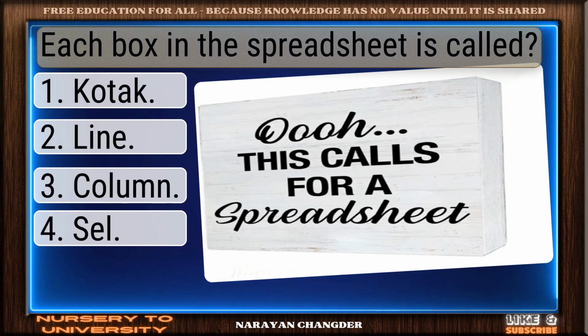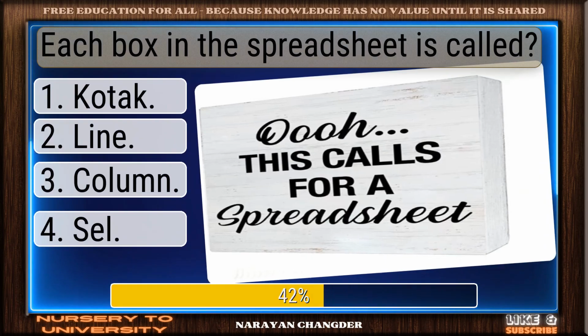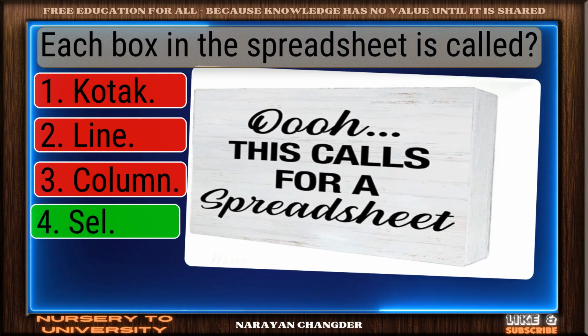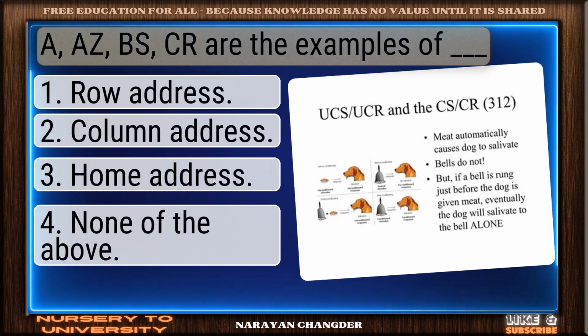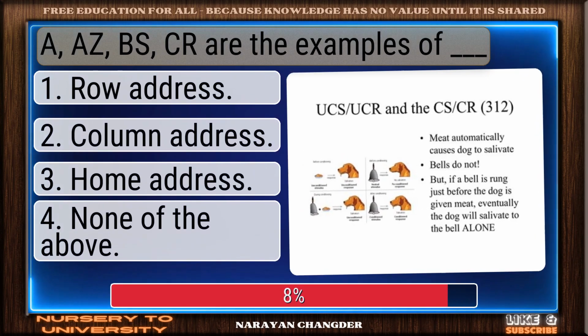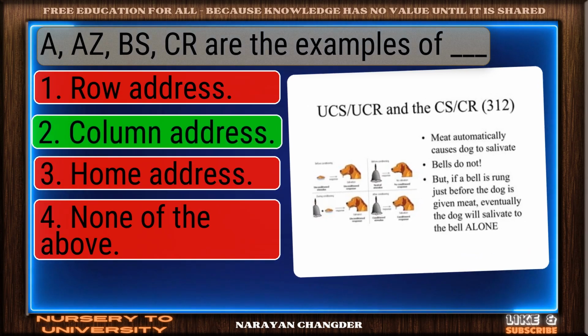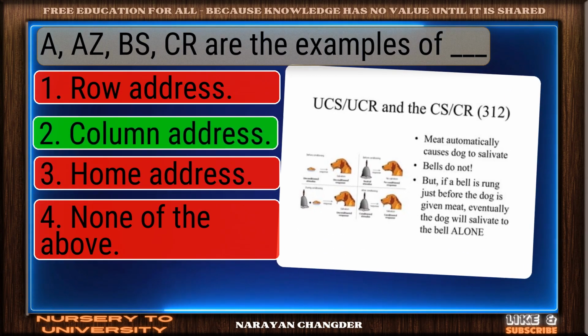Each box in the spreadsheet is called. On track. Cell is the correct answer. A, B, C are the examples of dash. Right choice. Column address is the best answer.